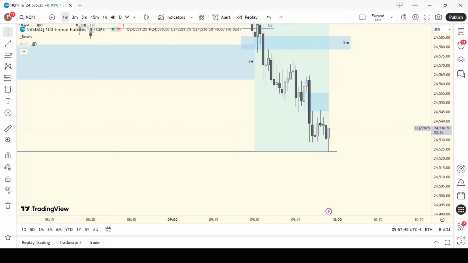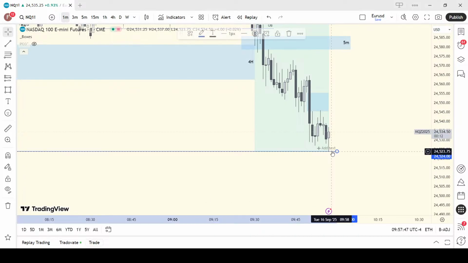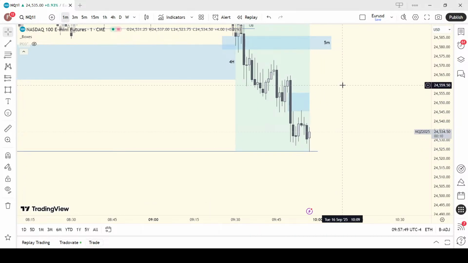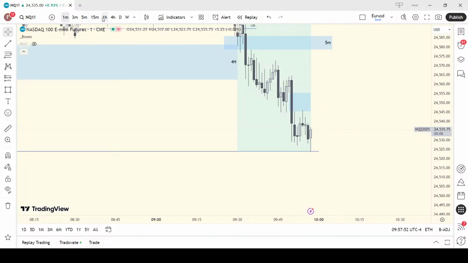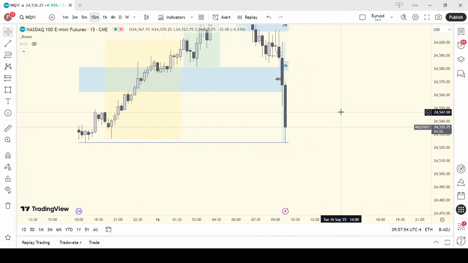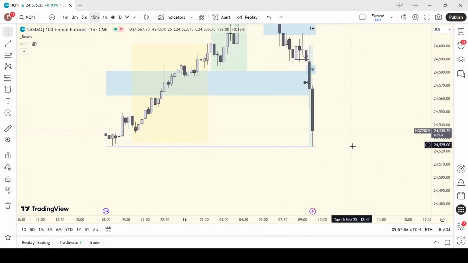So we can see we tapped this here, right? We tapped the gap. Now let's see what happens here. Last 3 minutes of all these candles, 2 more minutes actually. So let's see what happens.